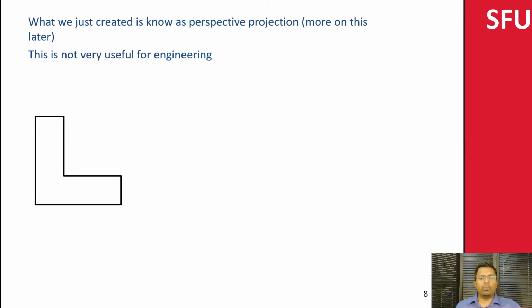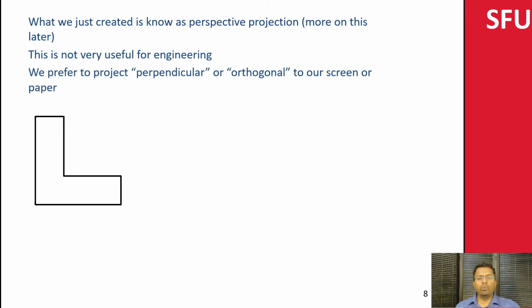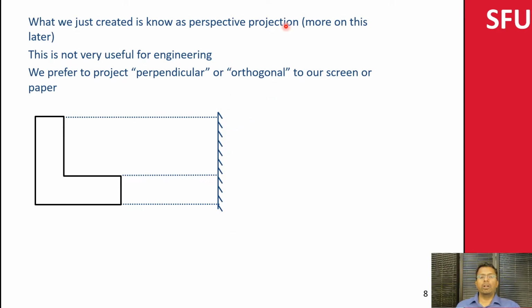So if you think about it, what we actually did was, if we have the shape here, we would do what's known as an orthogonal projection. So I put my sheet of paper over here. What I'm doing is projecting lines perpendicular to the sheet of paper. That's why it's known as perpendicular, or more technically, orthogonal projection.